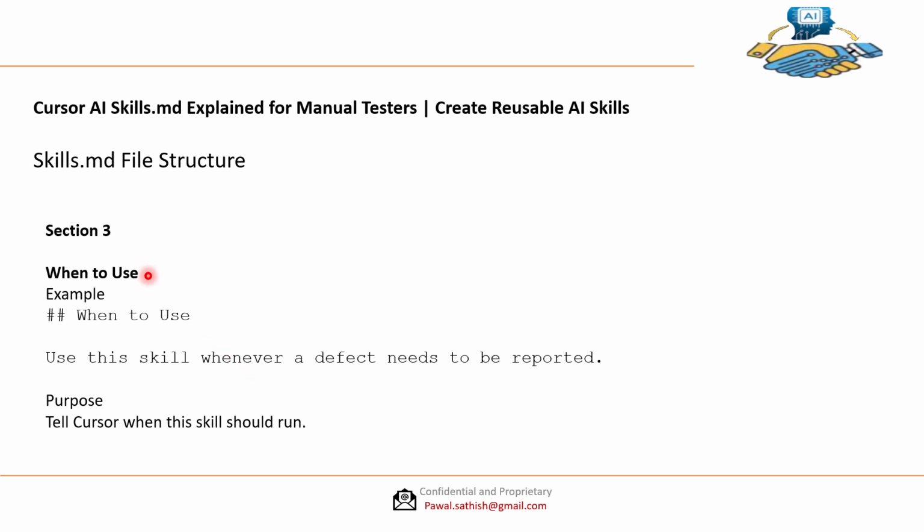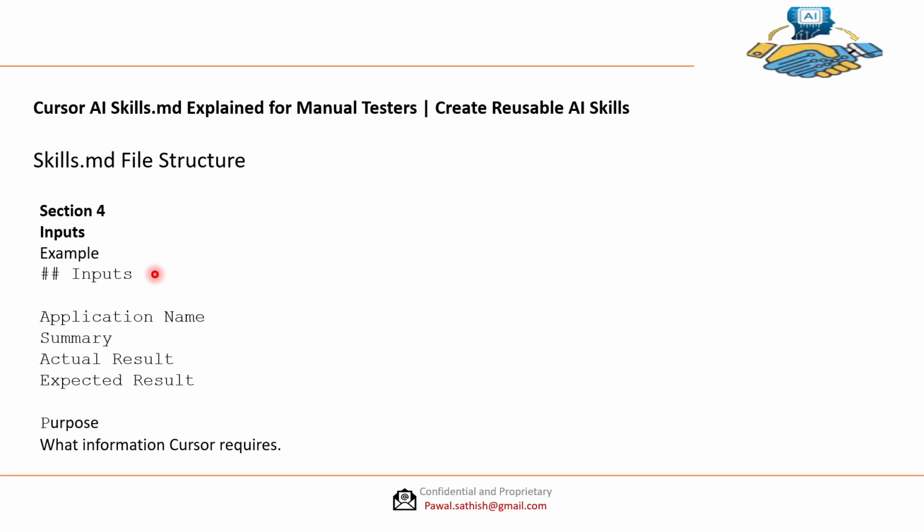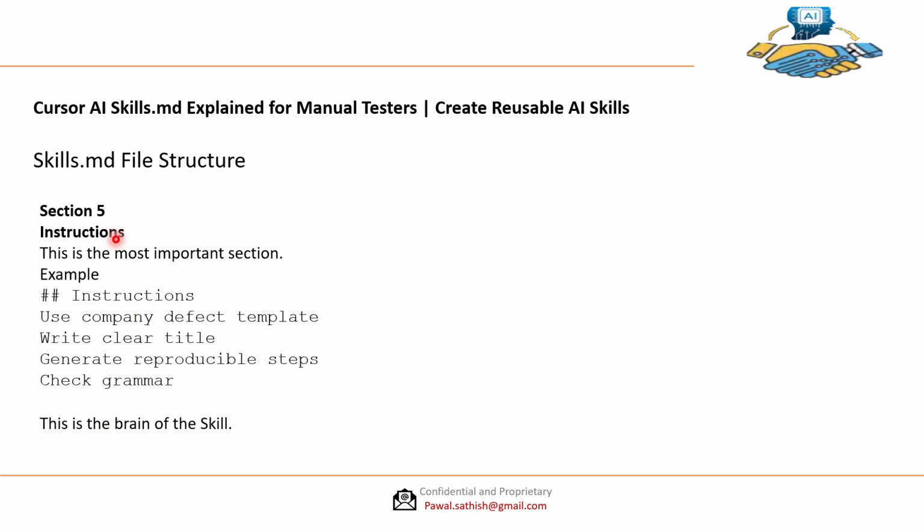Then the third section, when to use. This is also very important. Here we'll give the two hash, when to use: use this skill whenever a defect needs to be reported. We need to tell Cursor when this skill should run. Then next, the important one is the inputs. We need to give the inputs like application name or summary, actual result, and expected result. The main purpose is what information Cursor requires.